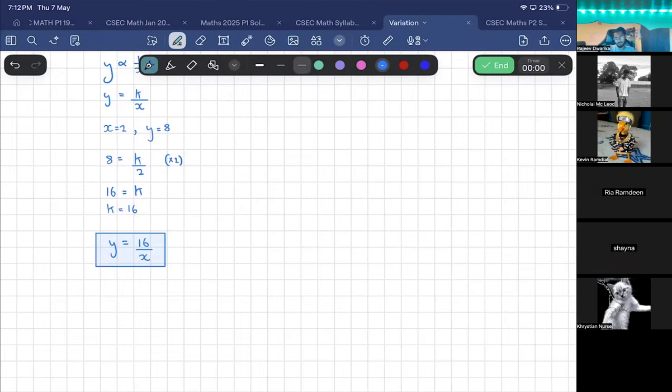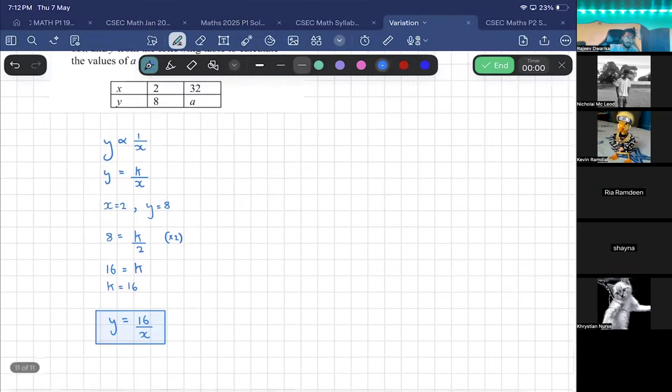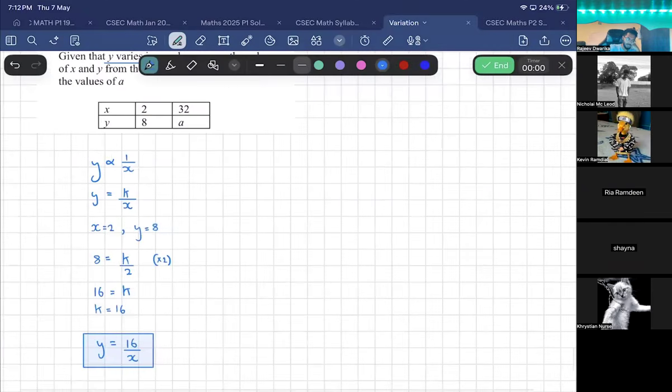Right. So y is equal to 16 over x. And now they want us to find y essentially. It's telling us y is equal to a. We don't know what a is. So over here in this ordered pair, x is 32 and y is a. Y is equal to a, right?